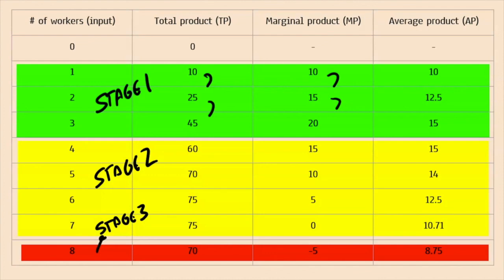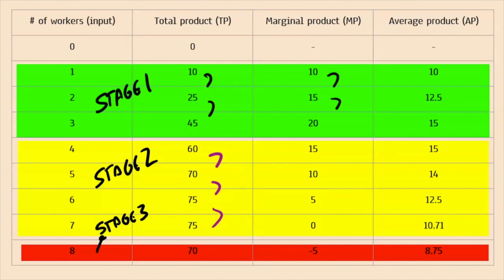Well, stage 2 in yellow is decreasing marginal returns. That's when our total product is still increasing, albeit at a slower rate. However, our marginal product is now decreasing. Why? Well, because of diminishing marginal returns. We're adding too many cooks into the kitchen. And so here, is this true? Is our total product still increasing? Well, yes, our total product is still increasing, 60 to 70 to 75.